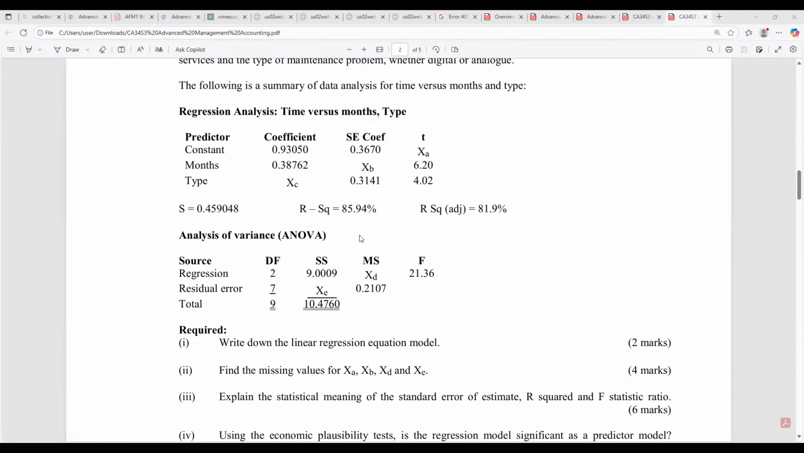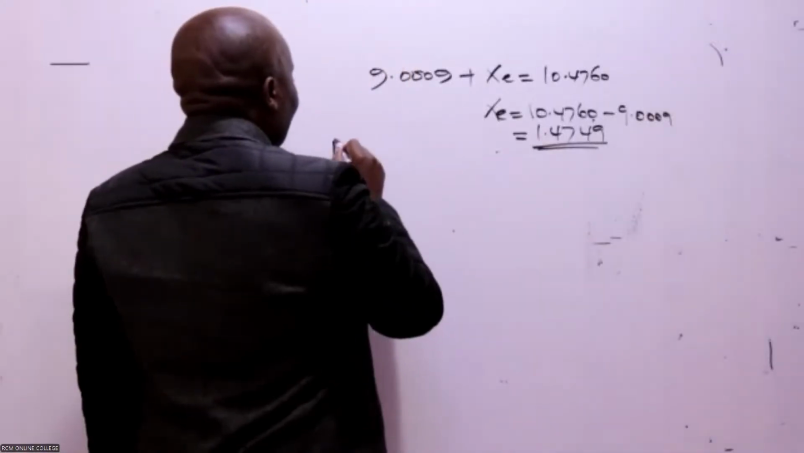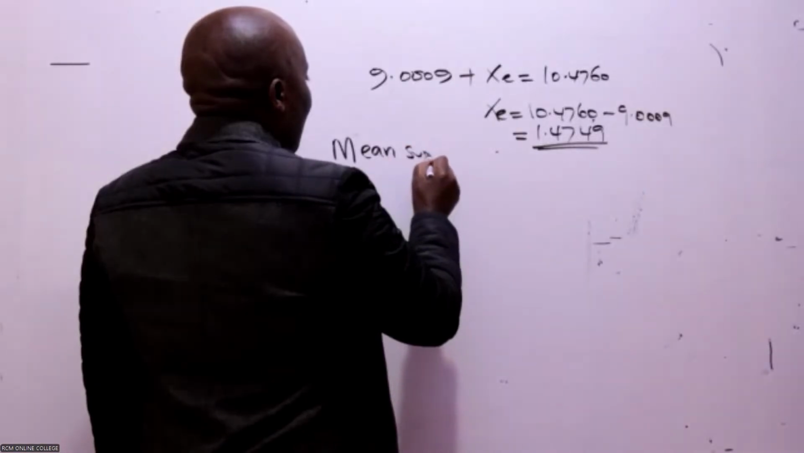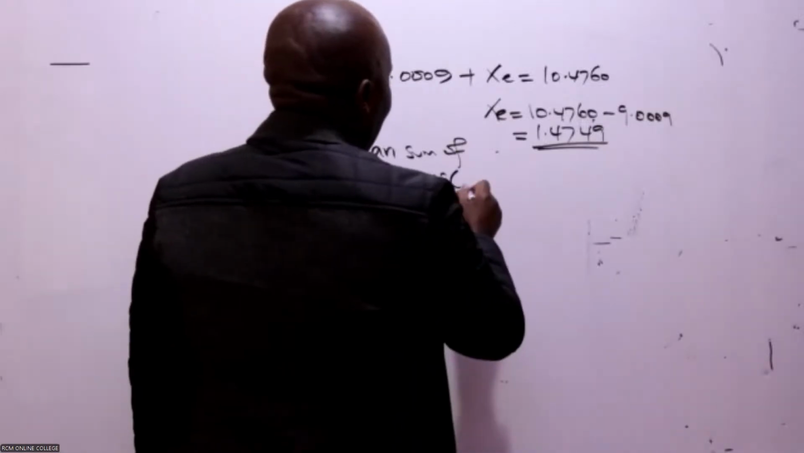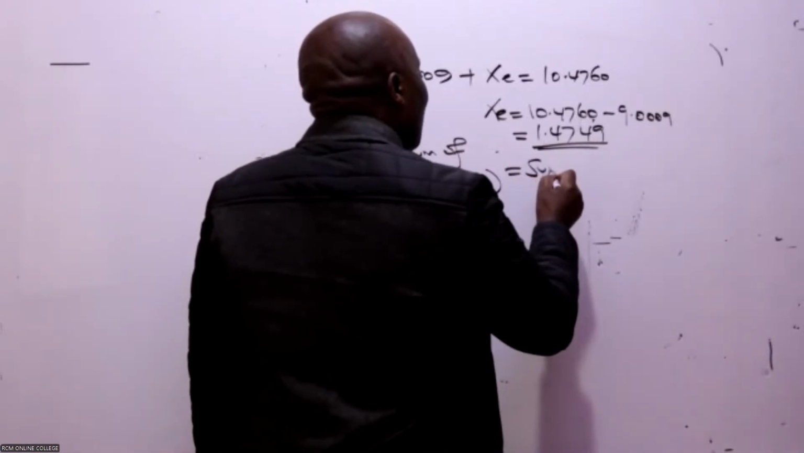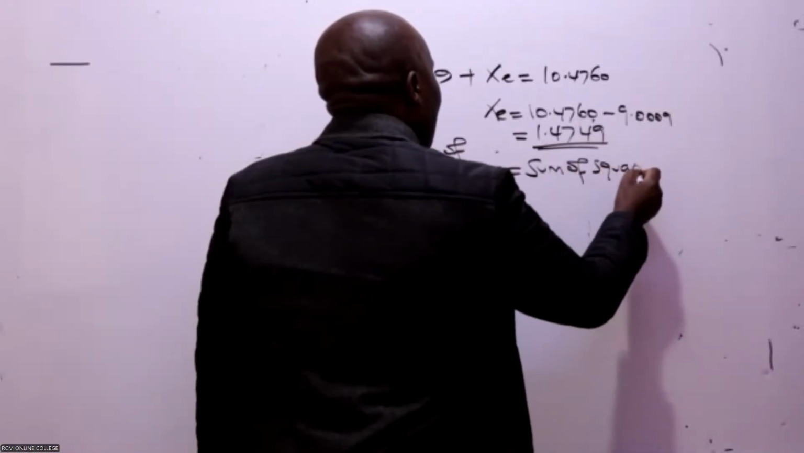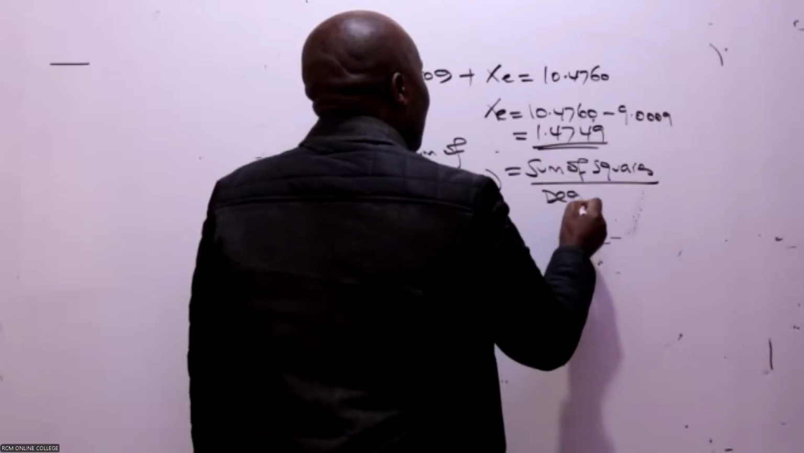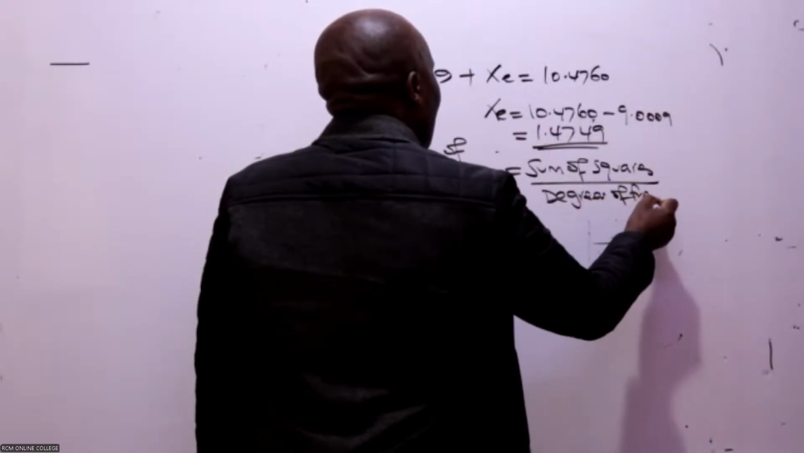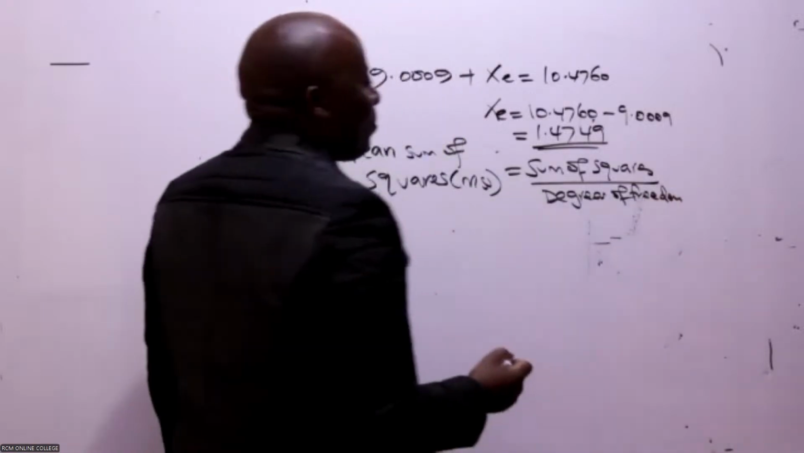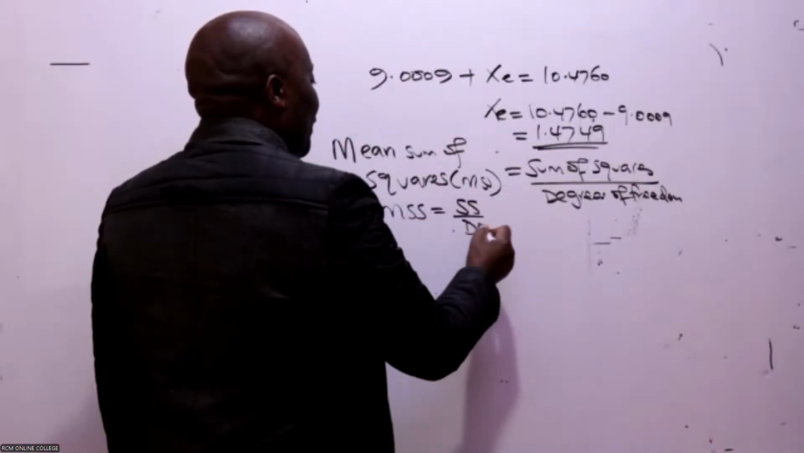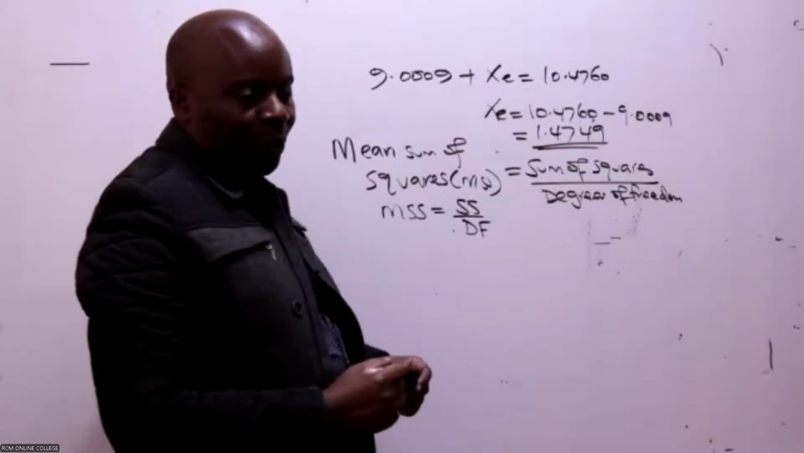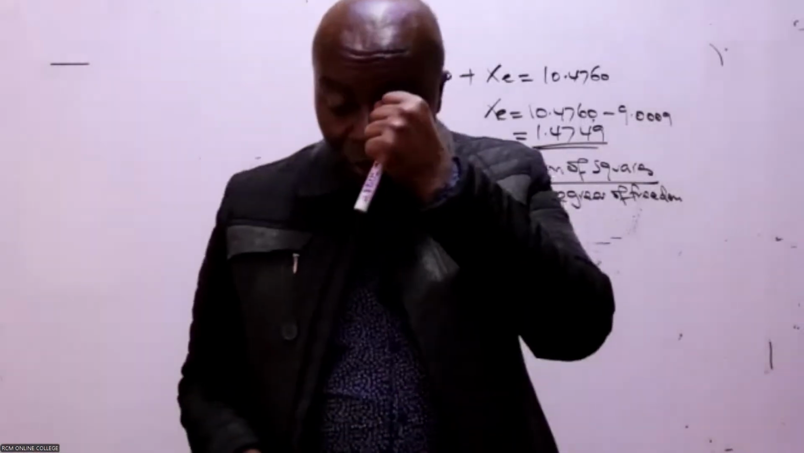So to be able to get this mean sum of squares for XD, MSS, we normally take the sum of squares given over degrees of freedom. In short, MSS equals SS over DF. Very, very important. Already I can see students who have been able to get this right.